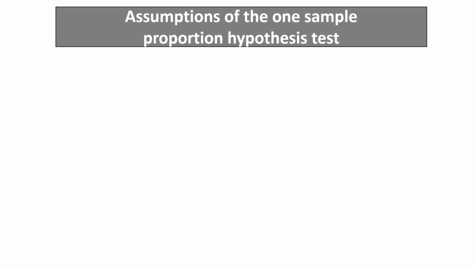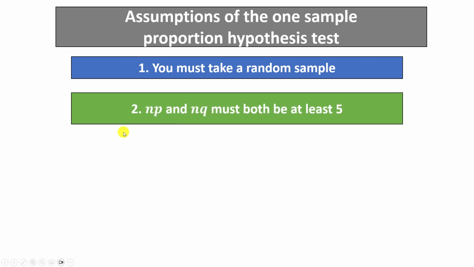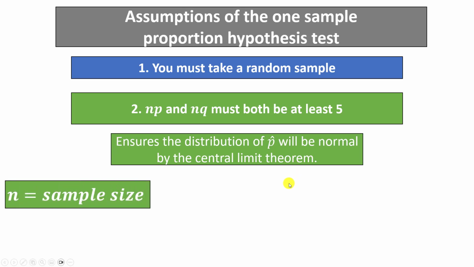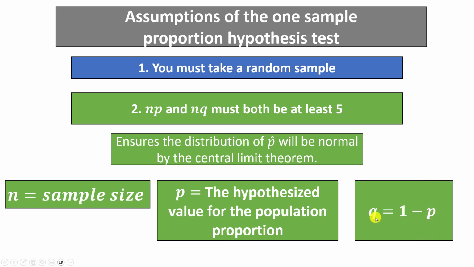The assumptions for the one sample proportion hypothesis test are, number 1, you must take a random sample, and number 2, the quantities n times p and n times q should be both at least 5. This ensures that the distribution of your sample proportion will be approximately normal based on the central limit theorem. N, of course, is your sample size, and p is your hypothesized value for the population proportion. Q is the complement of p, or just 1 minus p.